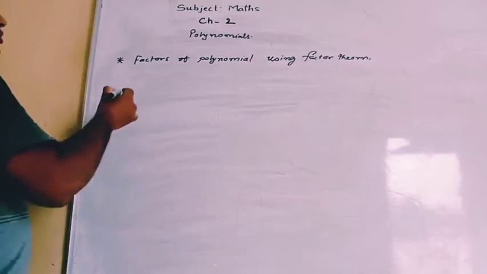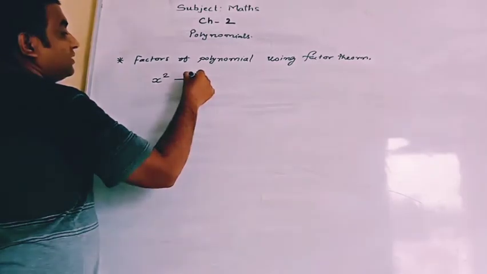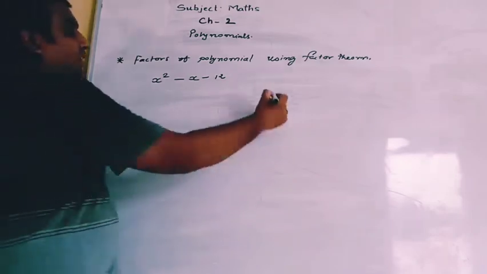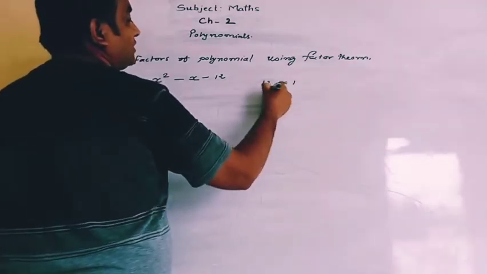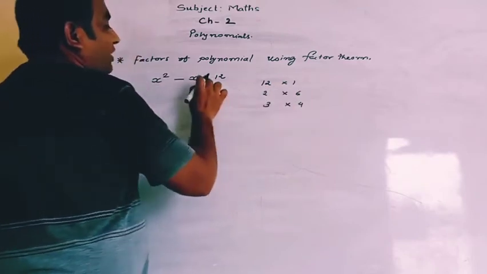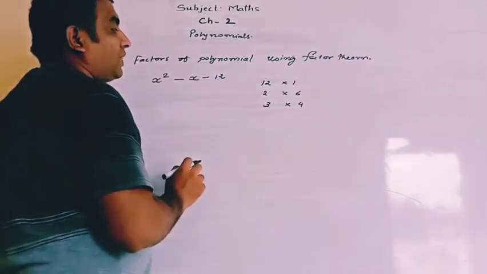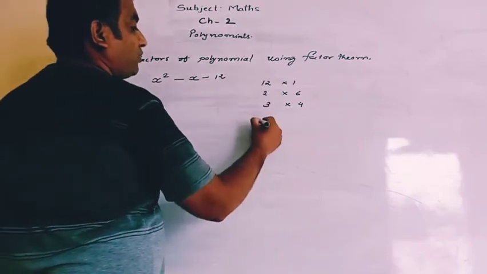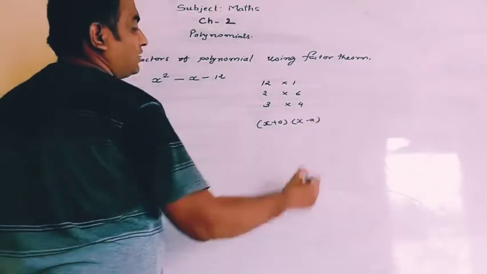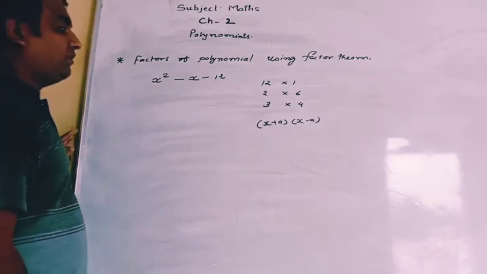Let's take one more example, x square minus x minus 12. So the factors of 12 are 12 and 1, 2 and 6, 3 and 4. Now here it is minus 12, so one factor will be plus and one factor will be minus. So the factors will be x plus a, x minus a. So one will be a positive value and one will be a negative value.